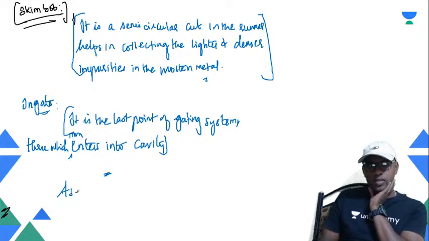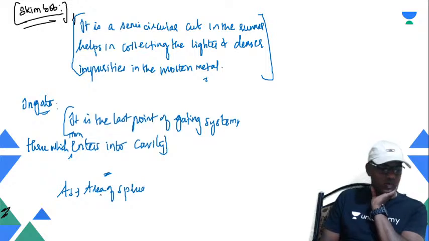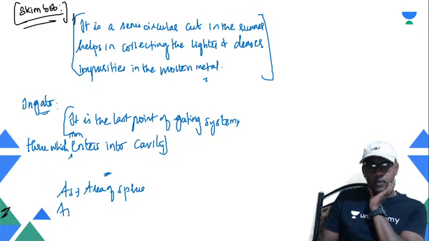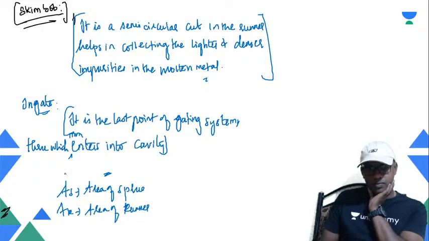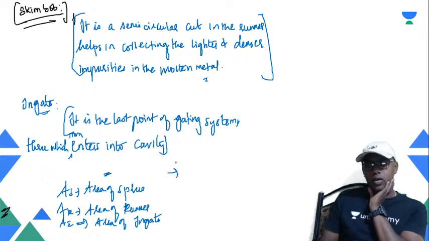So students, A of S is your area of sprue, A of R is your area of runner, A of I is your area of ingate. So that is a shortcut for it.